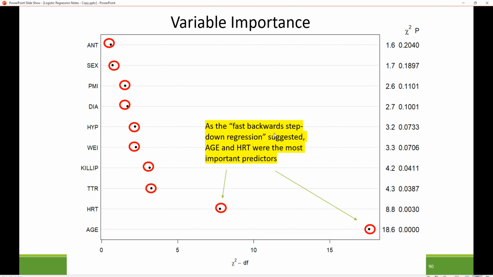As the fast backward step-down regression suggested, age and heart rate were the most important predictors. But we do see that Killip and the time variable are also the next most important, and they're significant at the 0.05 level.